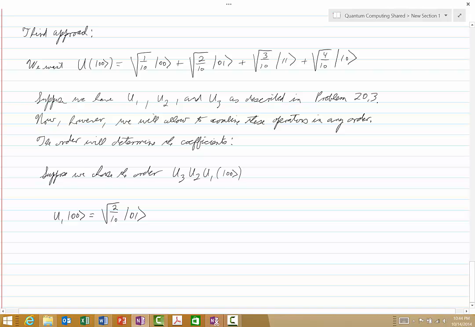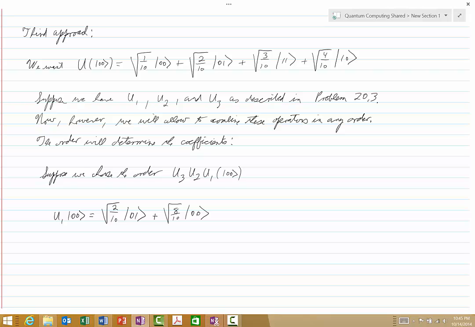And of course, if that's true, that the 0, 1 part of U1 of 0, 0 is square root of 2/10, well, the only other part is the 0, 0 part, and for this to be unitary, it must be square root of 8/10 times 0, 0. So we have U1 just that easily from this argument.